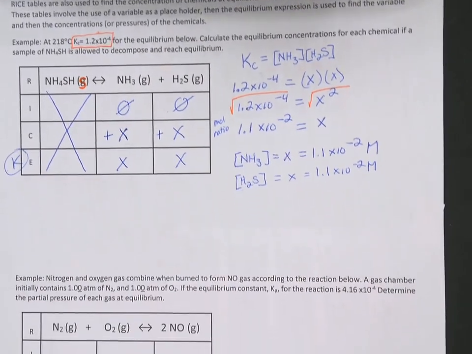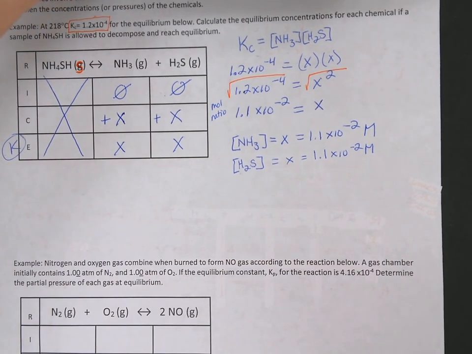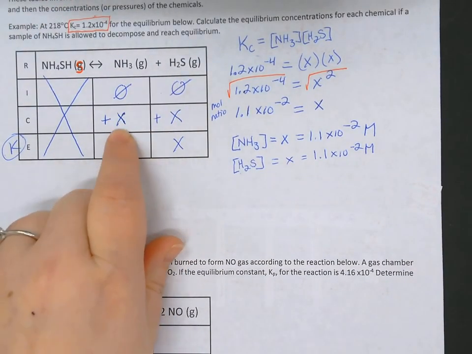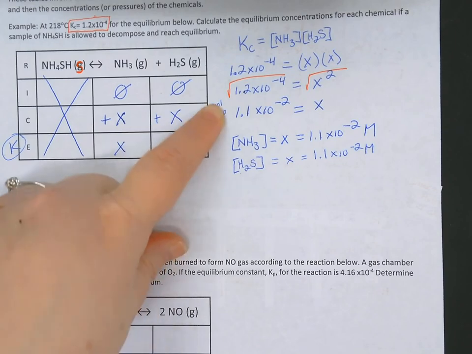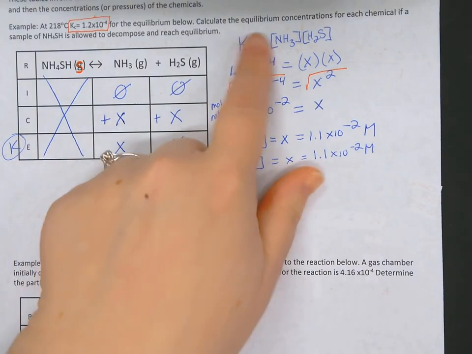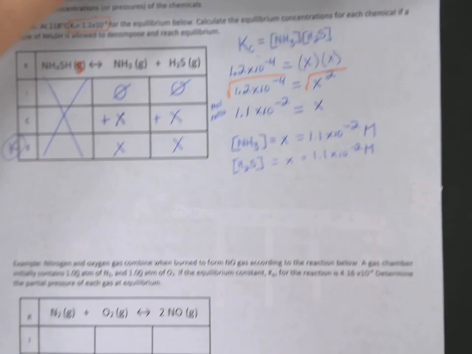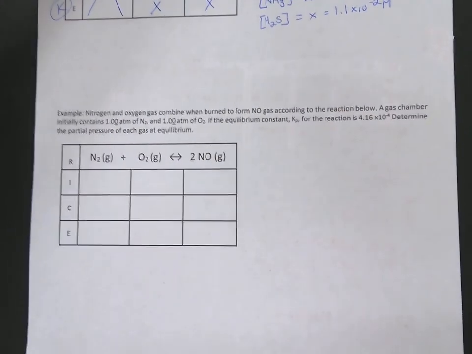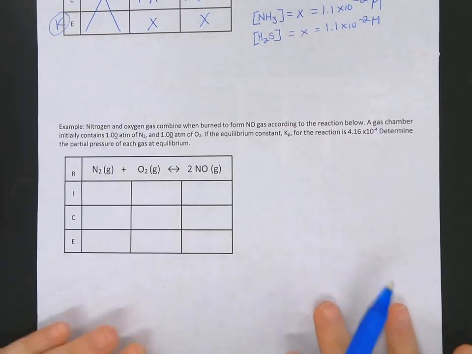All right, let's take a look at another example. Things to keep in mind as we do these: your coefficients should match your coefficients on your X. If we have a solid or a pure liquid, we can cross it out. And we're going to be doing some solving with our equilibrium expression. So let's look at our next one.